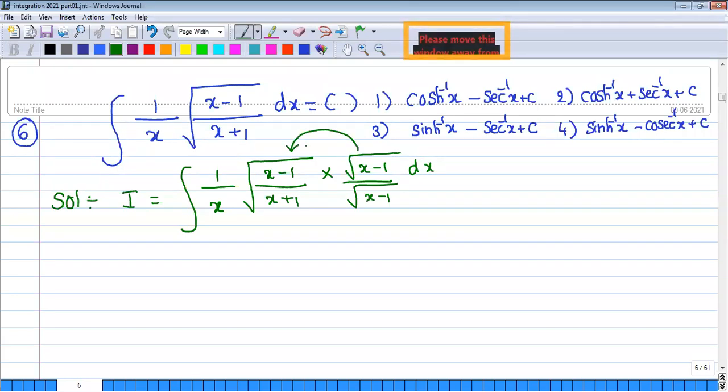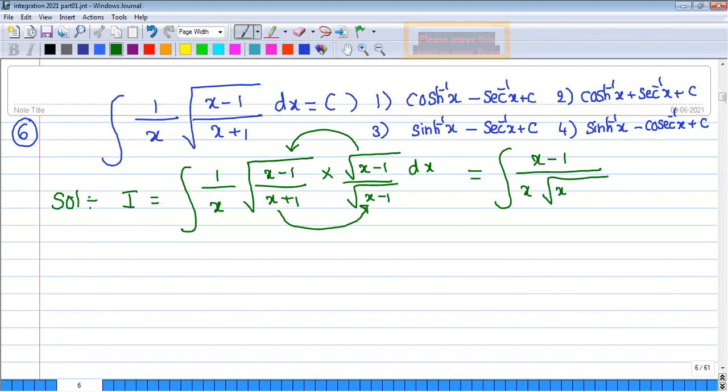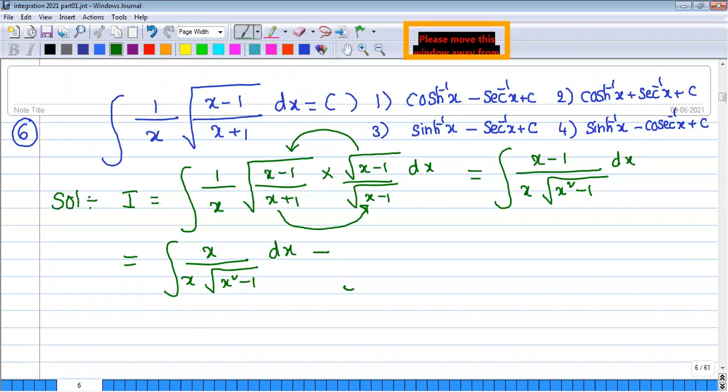So if you multiply these two, root of x minus 1 into root of x minus 1, x minus 1, root of x plus 1 into root of x minus 1 is root of x plus 1 into x minus 1. That becomes integral of x minus 1 upon x times root of x square minus 1 dx. We can split it into two integrals. Integral of x upon x times root of x square minus 1 dx minus integral of 1 upon root of x square minus 1 dx.